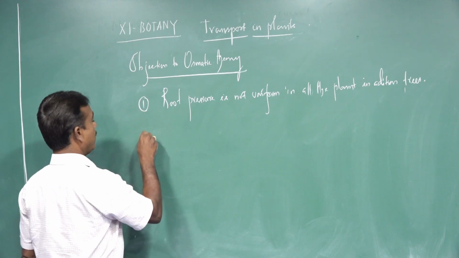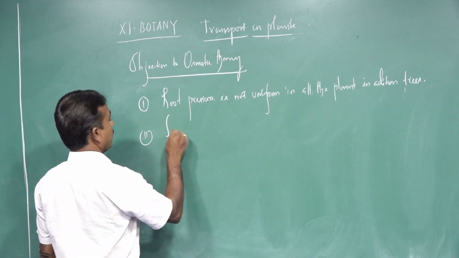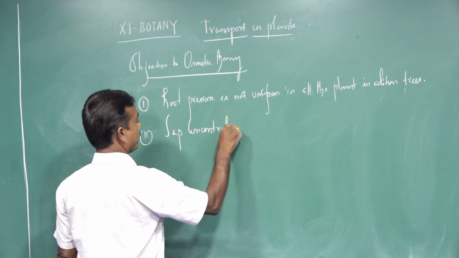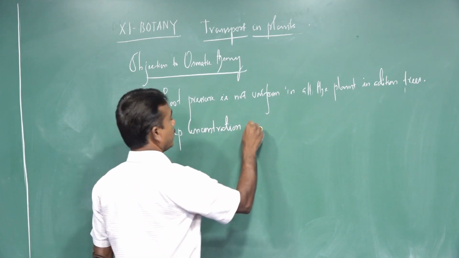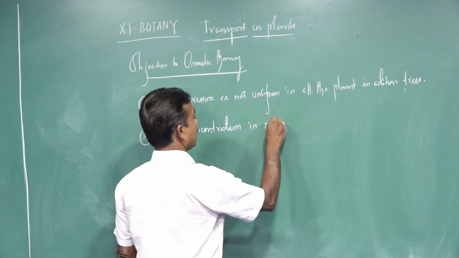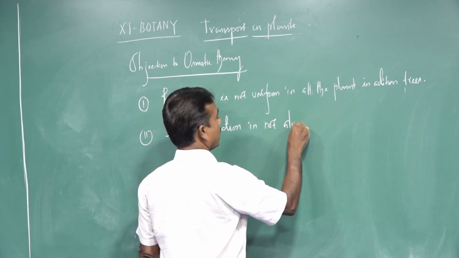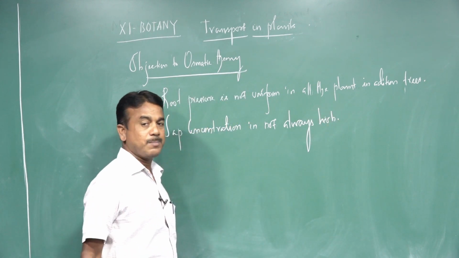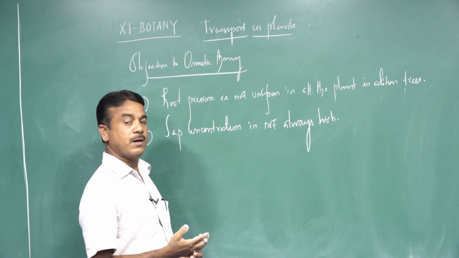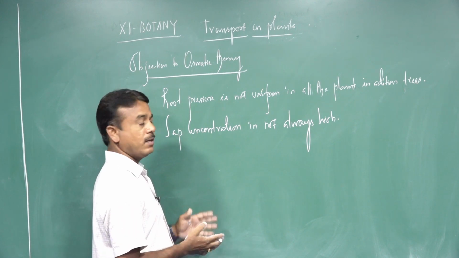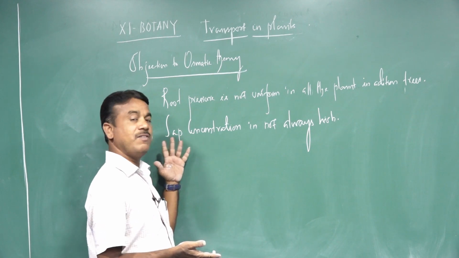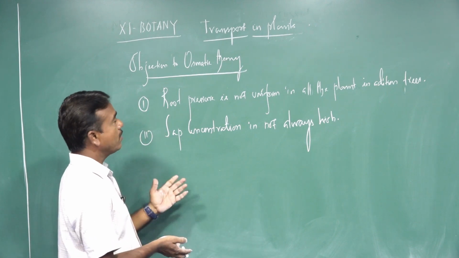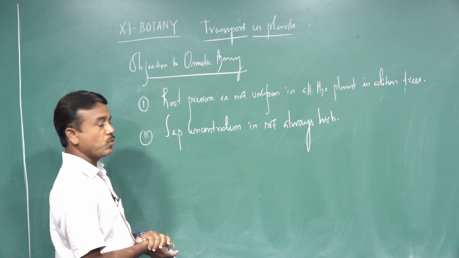The second objection is that sap concentration is not always high. Sometimes some fluctuations also appear. But according to the theory, sap concentration should always be high. Those two are the objections to the osmotic theory.